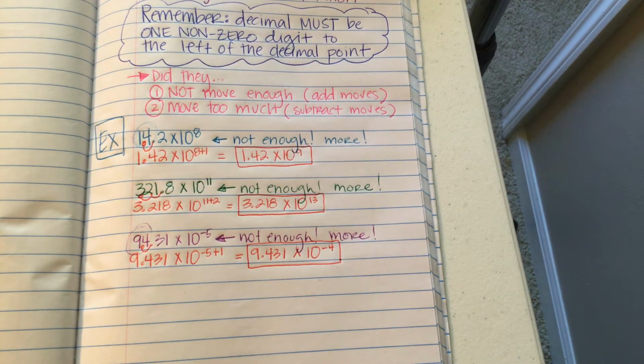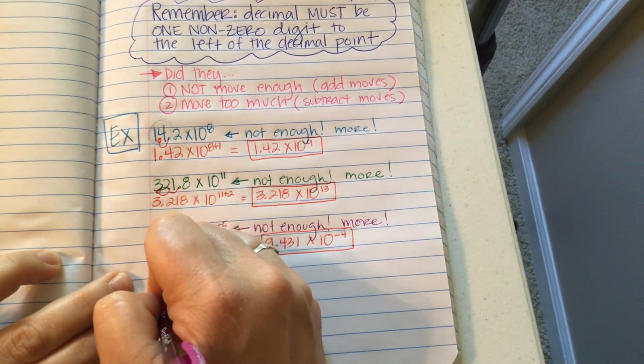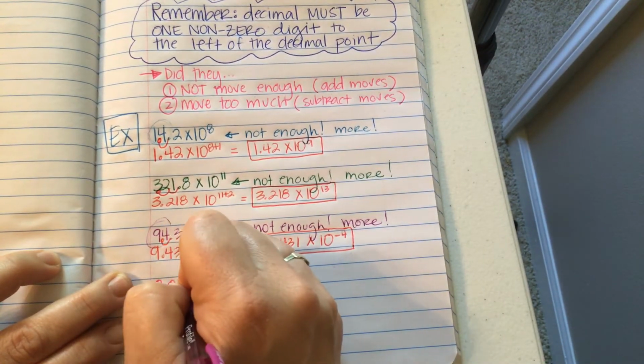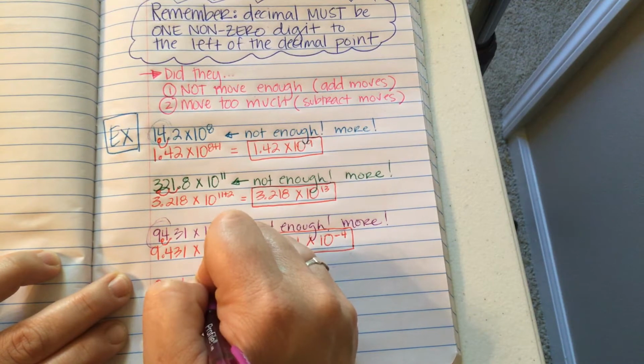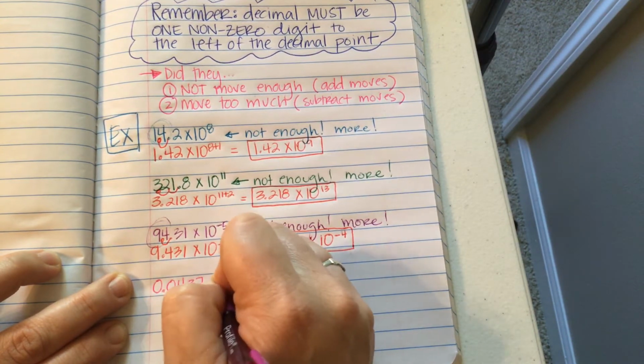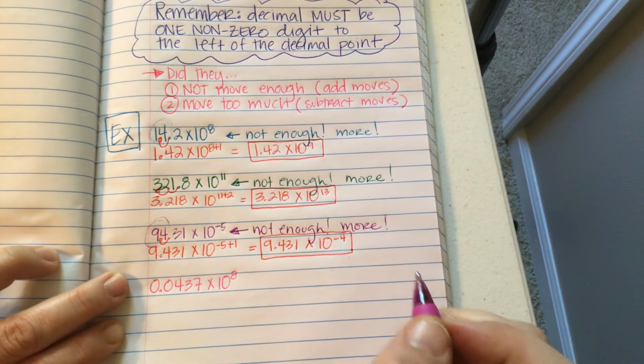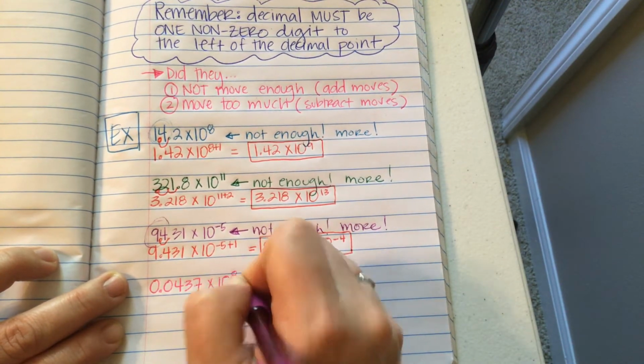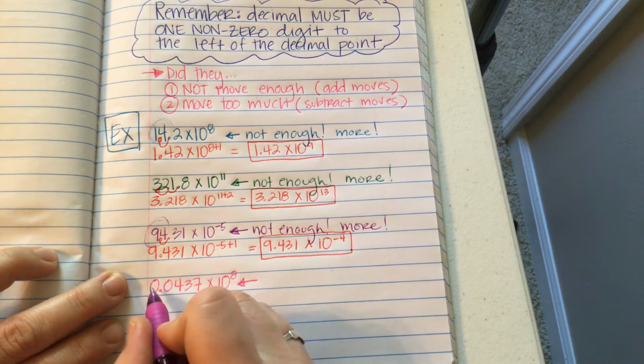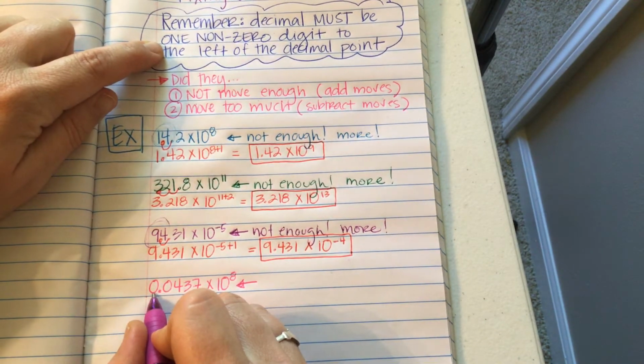All right, so now let's do some too many moves examples. Let's see what that looks like. So 0.0437 times 10 to the 8th. I'm going to look to the left of the decimal, and there's a 0, and it can't be a 0. It needs to be a non-zero.